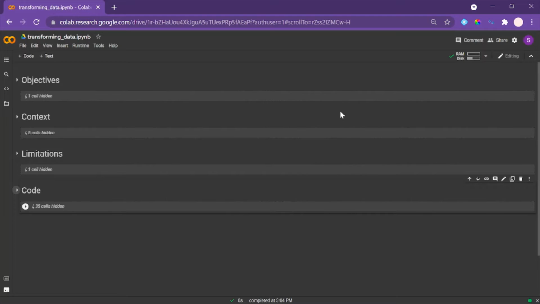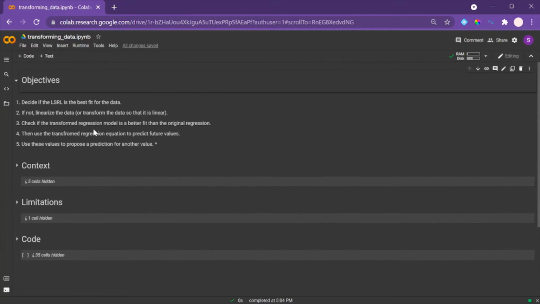Everyone. Today we're going to go over how to linearize data or transform data so that we may perform a linear regression on the data. So, objectives. Number one, we are going to decide if the least squared regression line is the best fit for the data. If it's not, then we're going to linearize the data or transform the data so that it is linear. Number three, check if the transformed regression model is a better fit than the original regression.